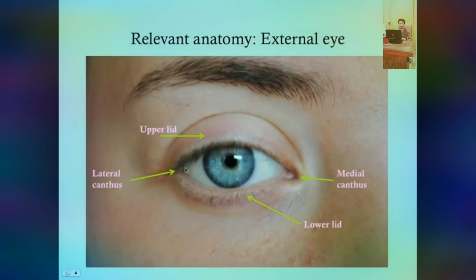So the lateral and medial canthus are just the ends of where the eyelids come together on the lateral and medial side. And this little pink spot here is called the caruncle, the lacrimal caruncle, and that's where the tears come out. So what you can't see here or inside is the lacrimal duct, which ultimately empties into the nose, and then the lacrimal gland, which is on the superior and lateral aspect of the orbit.